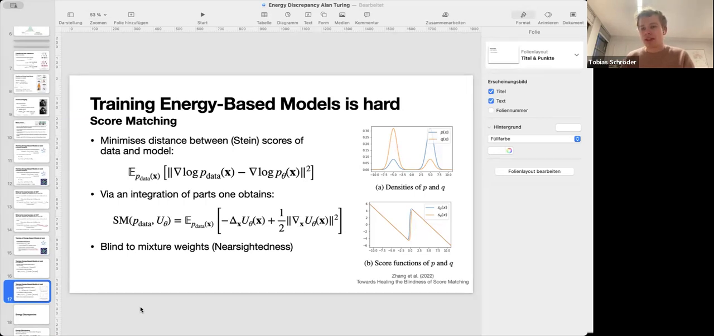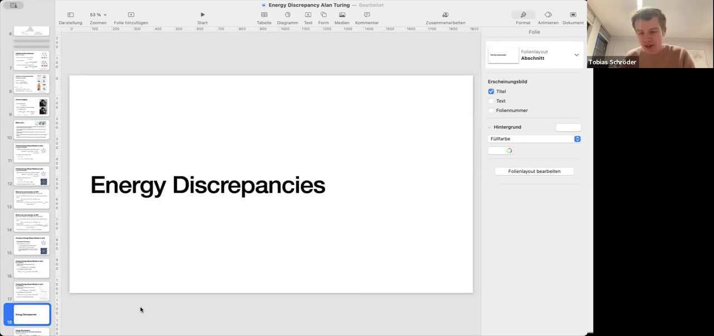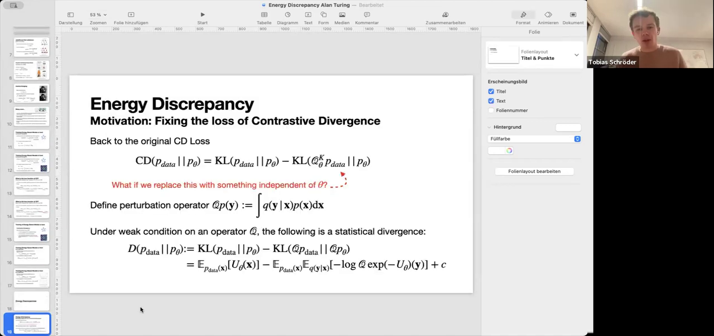So our work essentially tries to resolve both these issues. The issue that contrastive divergence is biased and doesn't have accurate estimates, and score matching is nearsighted. And we call this approach energy discrepancy. So from the perspective of contrastive divergence, let's look again at the loss function that we are basically trying to approximate. We have this difference of two Kullback-Leibler divergences. And the issue that we are facing is that the transition density of our Markov chain, so the sampler itself, depends on the parameters of our energy-based model. And this means that when we take the gradient of this objective, we get this really difficult to estimate entropy term that is always neglected in practice.